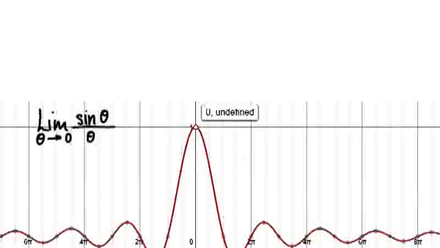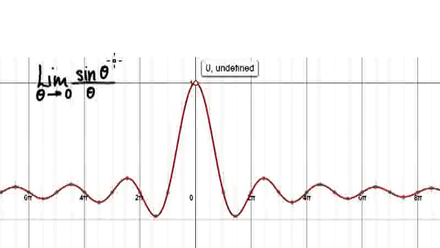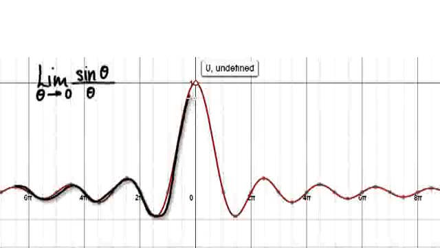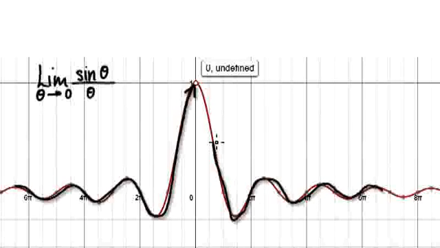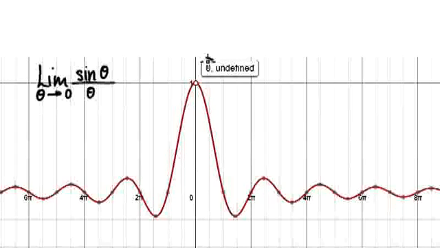In this video, we're going to try and find out the limit of sine theta over theta as theta approaches 0. Looking at this graph, as theta approaches 0 from the left-hand side, it's heading towards here. And if you approach it from the right-hand side, as theta approaches 0, it's heading towards this limit right here. Note that dead on 0 here is undefined.